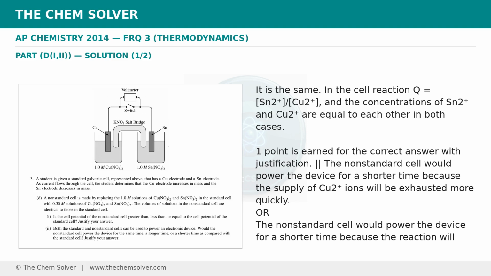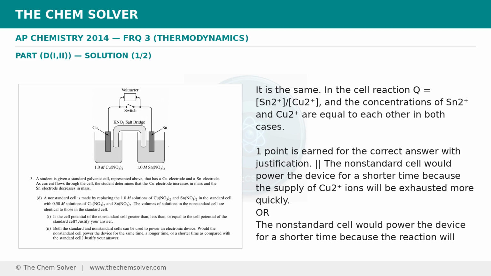It is the same. In the cell reaction, Q equals [Sn2+]/[Cu2+], and the concentrations of Sn2+ and Cu2+ are equal to each other in both cases. 1 point is earned for the correct answer with justification.